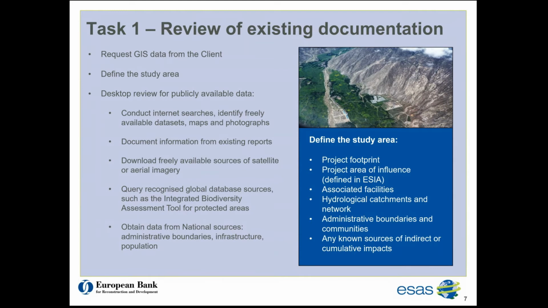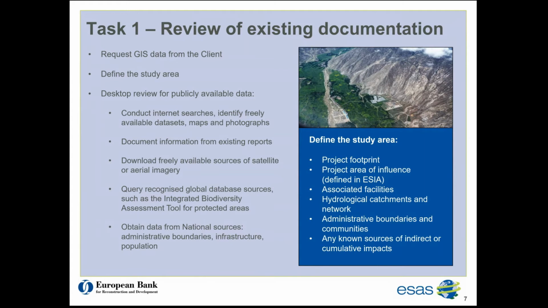To identify the data available, it is necessary to define an initial study area to give focus to the desktop review. The study area can begin to be defined by taking into consideration some of the following information. A key data layer will be the project's footprint and the area of influence related to that project, which may be defined within the environmental and social impact assessment. Associated facilities or infrastructure can also be brought in, as well as hydrological data and administrative boundaries of the regions or districts in which the project facilities and infrastructure are located.